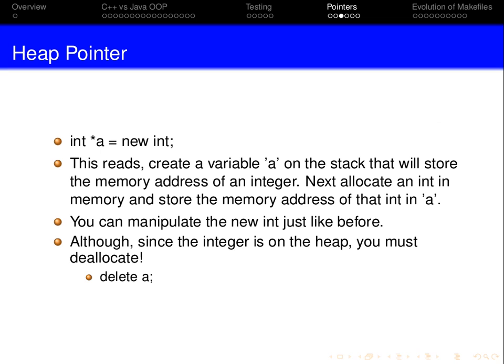Heap pointer. So int *A equals new int. This reads: create a variable A on the stack. Remember, A resides on the stack. That'll store a memory address of an integer. Next, allocate an int in memory, namely the heap, and store the memory address of that integer in A.